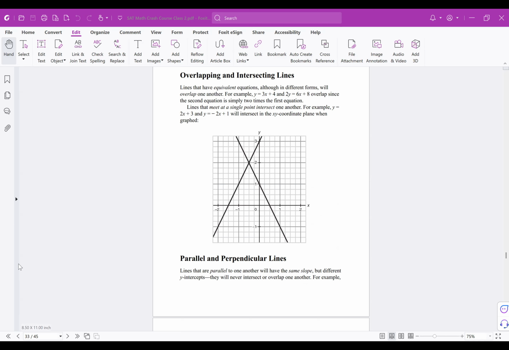Overlapping means when two lines are overlapping each other, and this is basically like this. They have an infinite number of solutions, and when they are parallel, they have no solution. They have no solution because they won't touch each other. They won't intersect each other.